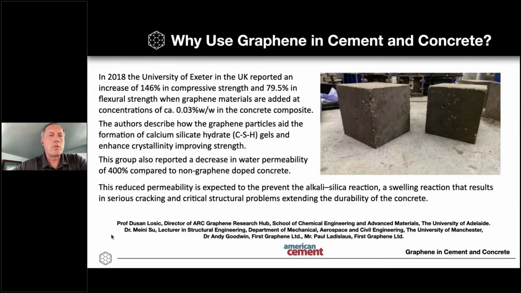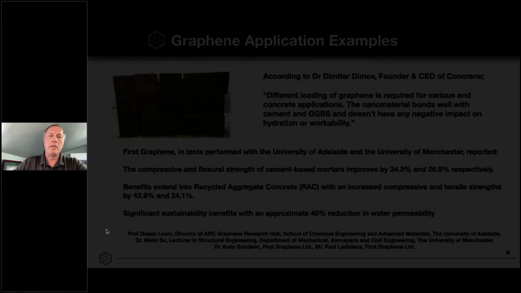The University of Exeter in the UK had an incredible 146% improvement in compressive strength and almost 80% in flexural strength, with only a 0.03% by weight addition of graphene in the final concrete composition. So again, just to give you some data, we have multiple data points, multiple research studies and applications using this material, getting some eye-popping results.